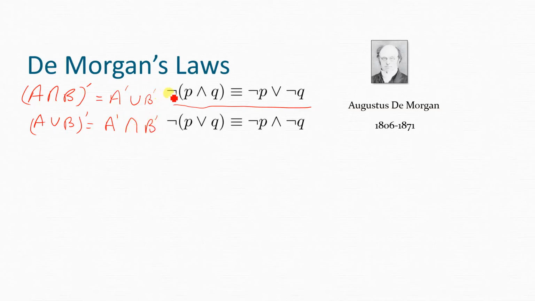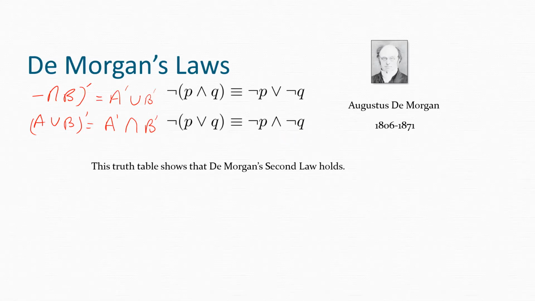Actually, in logic, this intersection is associated with AND and union is associated with this operator OR. So these are De Morgan's laws for propositional logic. You can see that the negation of P and Q is equivalent to negation P or negation Q. And the other law is the negation of P or Q is equivalent to negation P and negation Q. We can prove these laws with the help of a truth table.